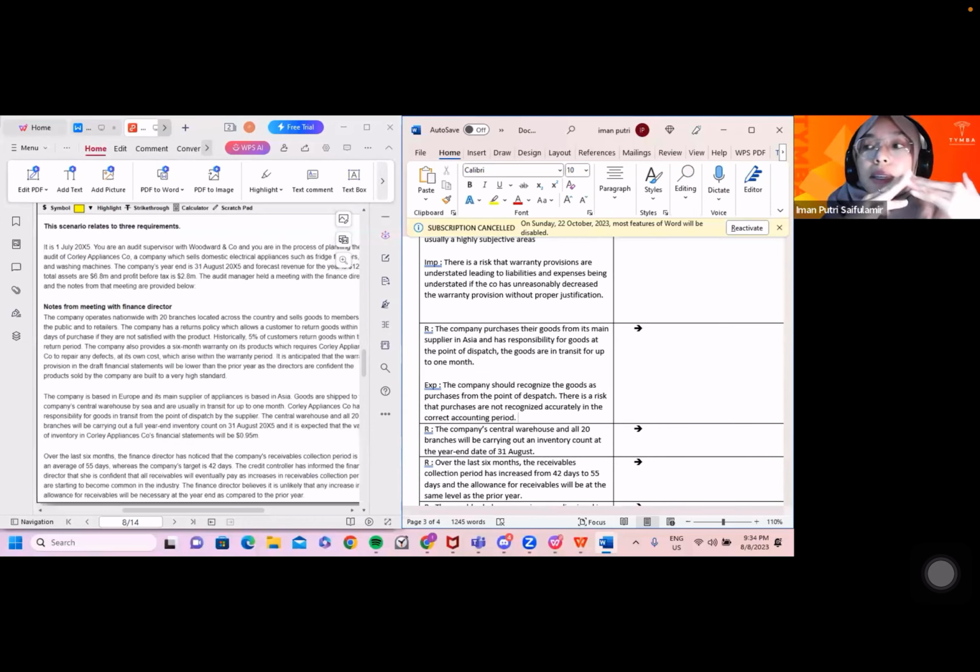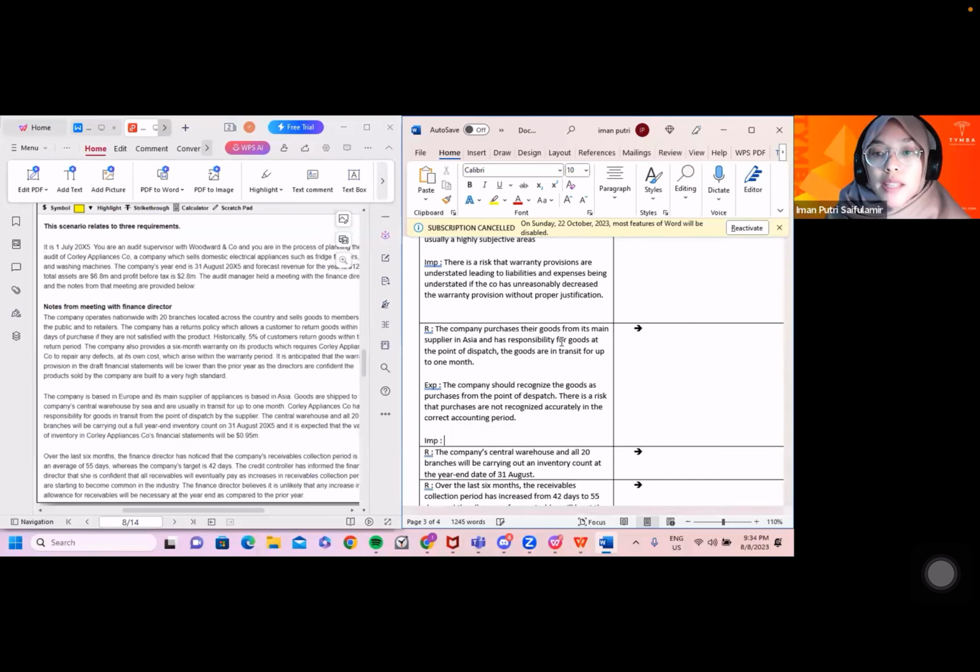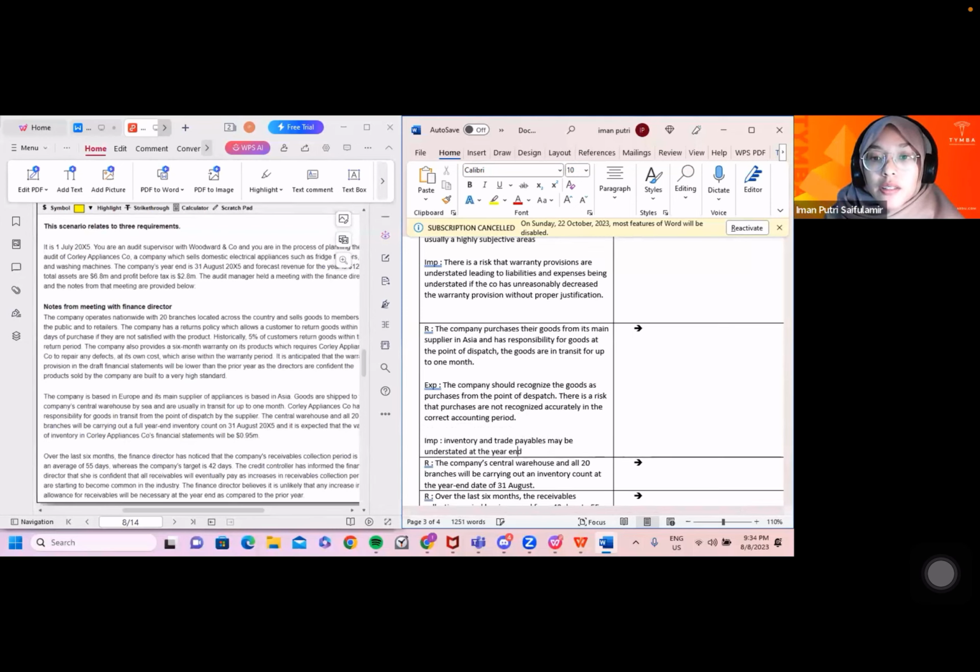However, if the point of dispatch happened in December, but the goods actually arrived at the warehouse in January, then the company may have accounted for it in the wrong accounting period. So the impact here is that the inventory, purchases, and trade payables may be understated at the year end, because of this cut-off error. So this is mainly an issue on cut-off.